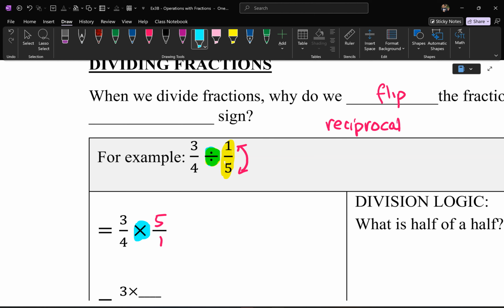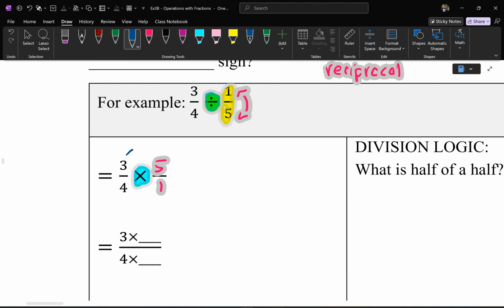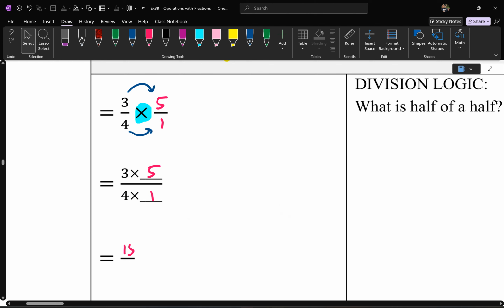Now that you've got this step, this is similar to what you've been doing, multiplying fractions. How do we do it? It's always top with top, bottom with bottom. So on the top, you're doing 3 times 5. And on the bottom, it's 4 times 1. What's your answer? 3 times 5 on the top is 15. 4 times 1 on the bottom is 4.